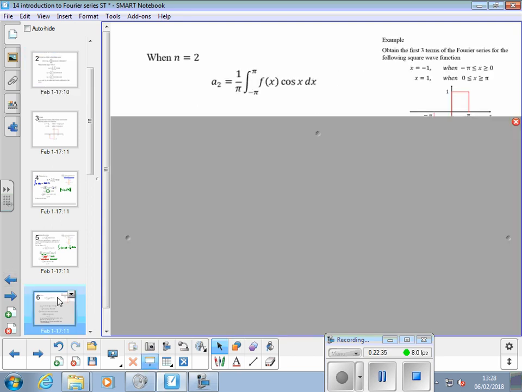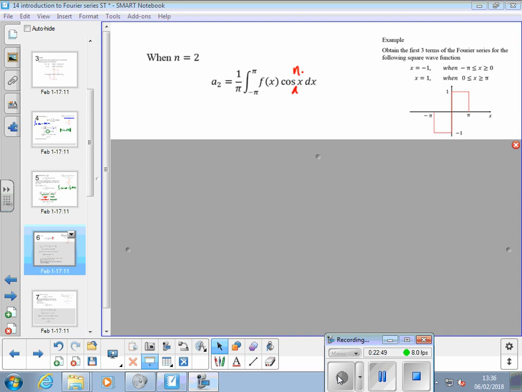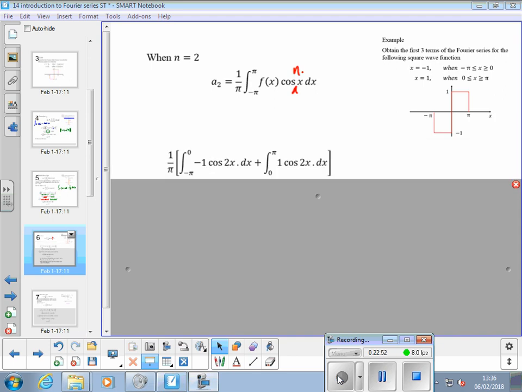So we've checked the 1, we need to check when n is 2 as well. So let's take a look. You should have that as your function to integrate. 1 over x, and then this half is for between minus pi and 0. This half is for the bit between 0 and pi. You integrate that.